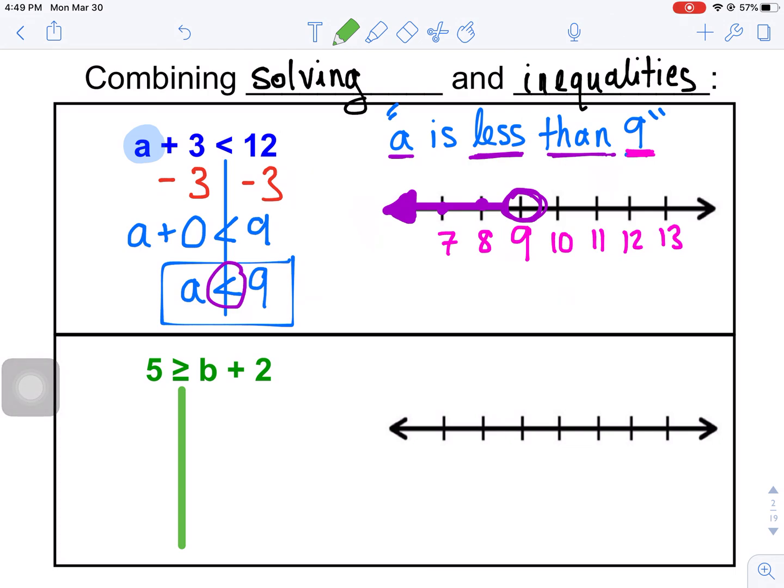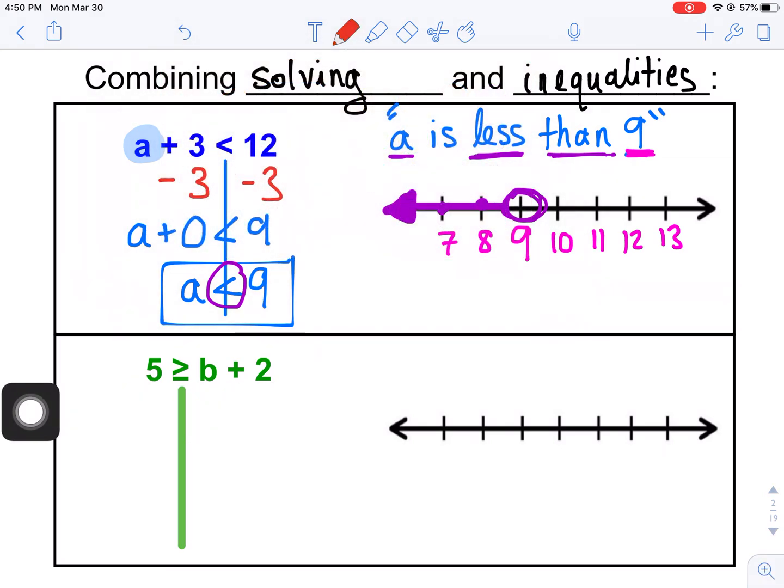Next, we look for our letter. Our letter is B. On the same side as B is plus 2. Because B is on the right side, we're looking for the number that is also on the right side, which is plus 2. 5 is by itself. There are no letters on this side. So we're going to look on the right side, B plus 2.